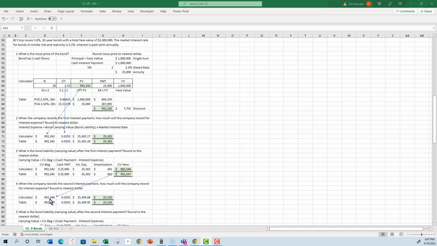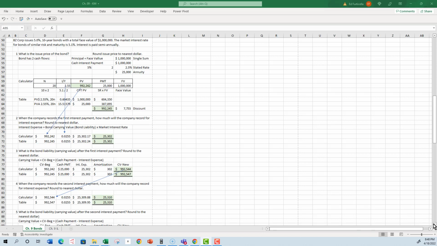$992,544 for the calculator, $992,547 for the table. We multiply it by the market rate of interest of 0.0255. We get $25,309.88 using a calculator, $25,309.95 using the table. We round those numbers up to $25,310.